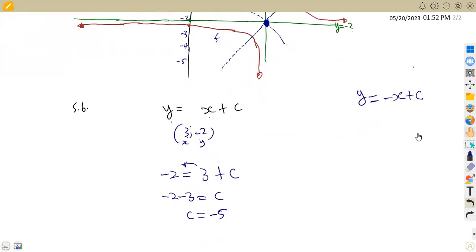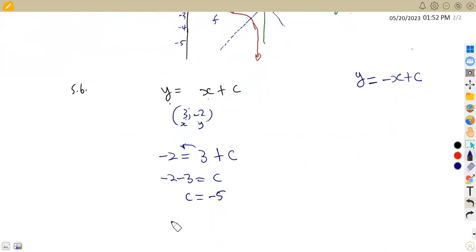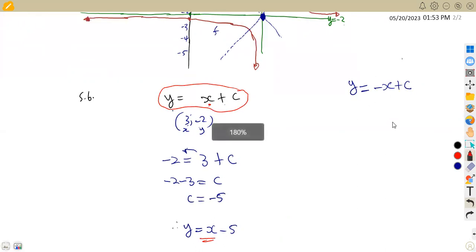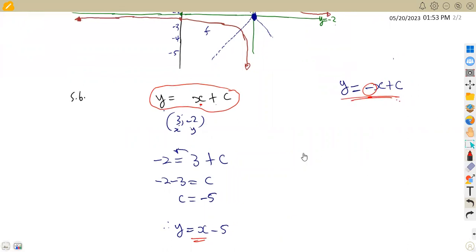If c is equal to -5, that means our equation, therefore, from our normal equation that we had here, which is x plus c, is y is equal to x, always like that, plus our c, which is -5. This gives us the equation of the one that has a positive gradient. If they said the one that has a negative gradient, your equation was going to be formulated from this other format. So that was our question 5.6.